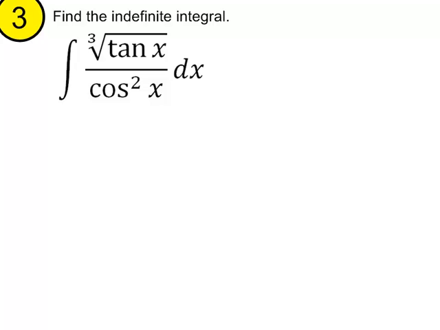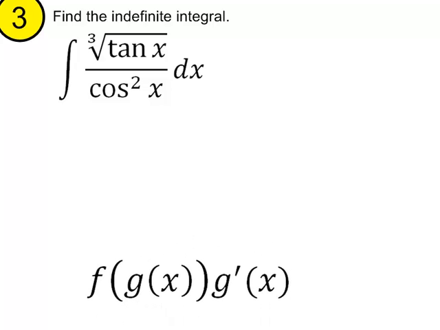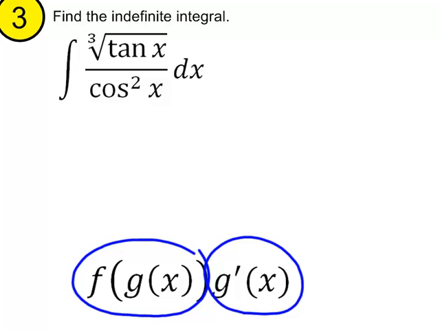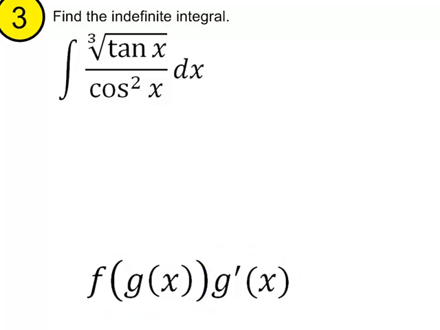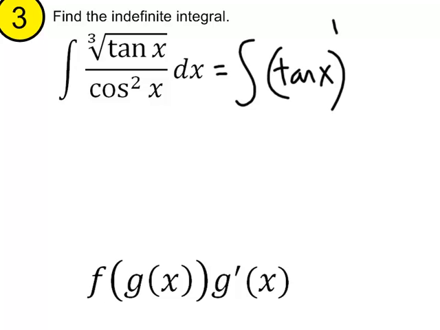This exercise, in addition to presenting the typical challenges that trig problems tend to present, is a case where it's not immediately obvious which piece of the puzzle represents the f of g of x and which piece represents the g prime of x. Let me show you what I mean. If I rewrite this integral as tangent x to the 1/3 power times cosine x, and since that cosine's in the denominator and being squared, it's raised to the negative 2 power dx.